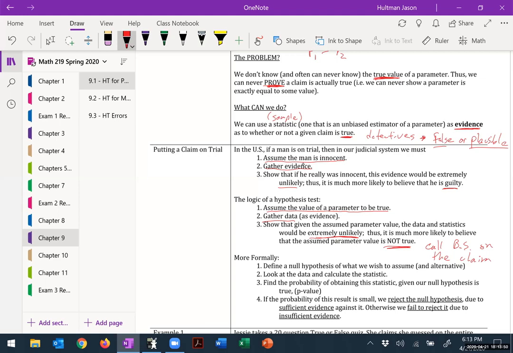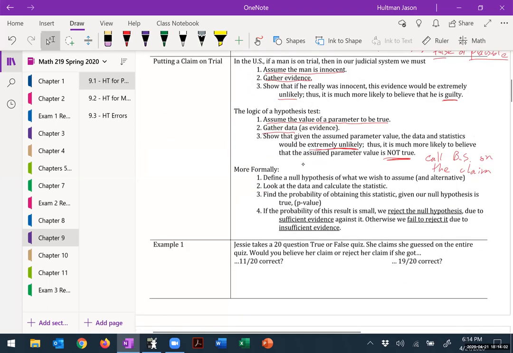Now, we can never be 100% sure that the claim is false, but we can be pretty convinced.